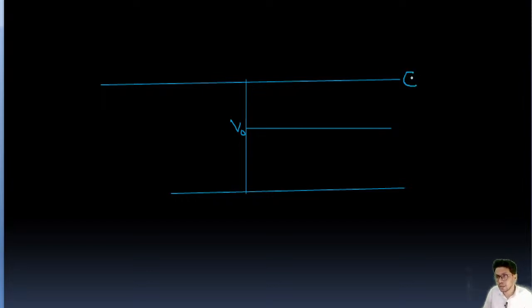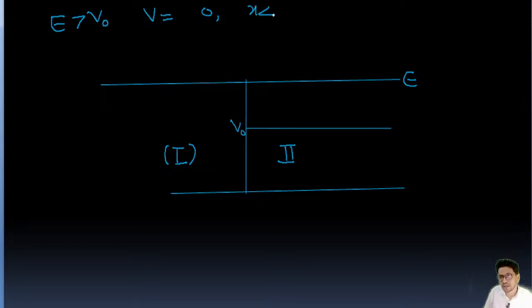Okay, so this is E. Here we can see the case where energy is greater than V naught. This is region first and this is region second, the first step potential, which we have already defined: V of x equal to 0 for x less than or equal to 0, and V naught for x greater than 0.